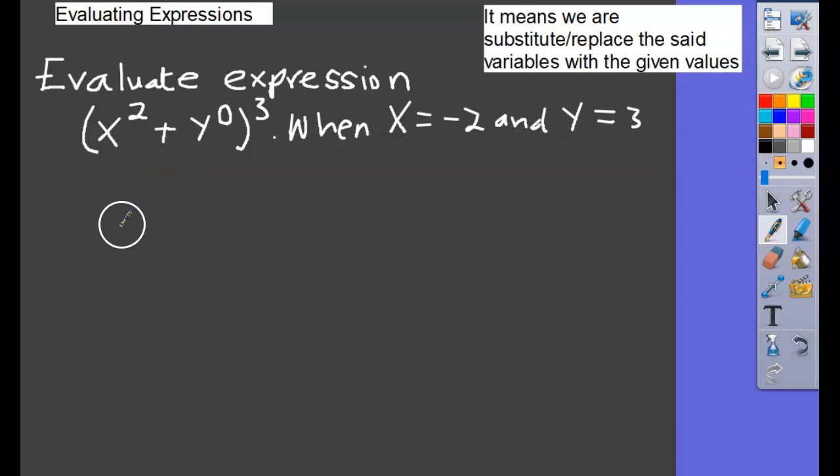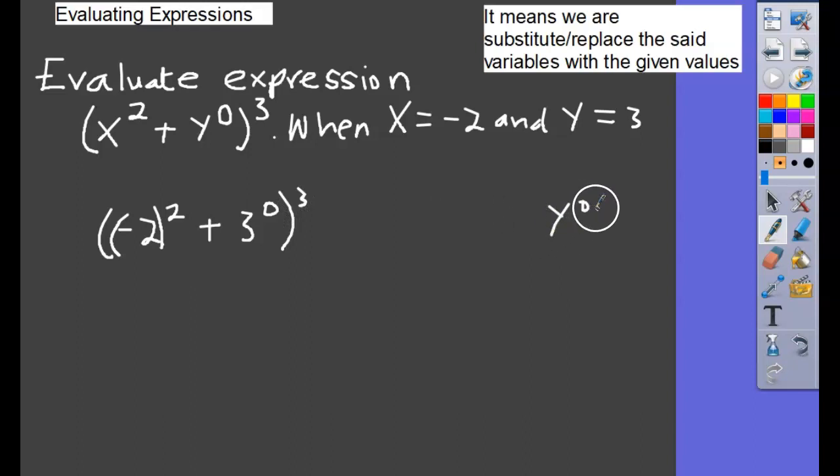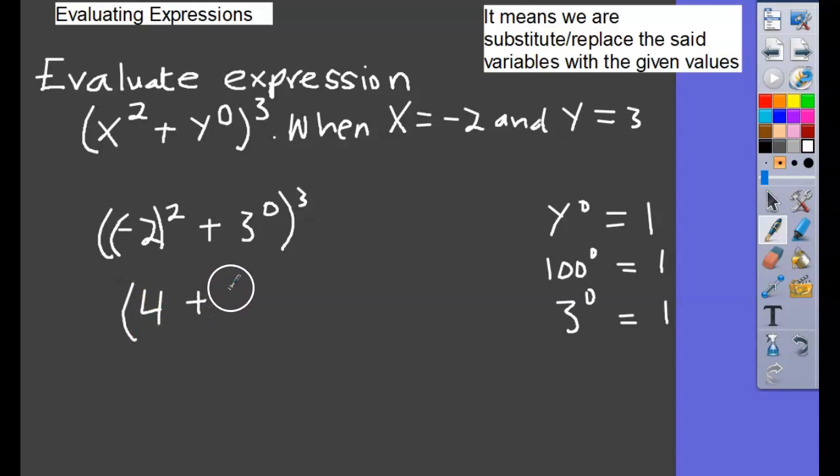Okay, so here we replace the x with -2, so (-2) squared plus 3 to the power 0, all cubed. One thing that we have to know is that any number to the power 0 is 1. 100 to the power 0 is 1. So 3 to the power 0 is 1, and (-2) squared is -2 times -2, which gives us +4.